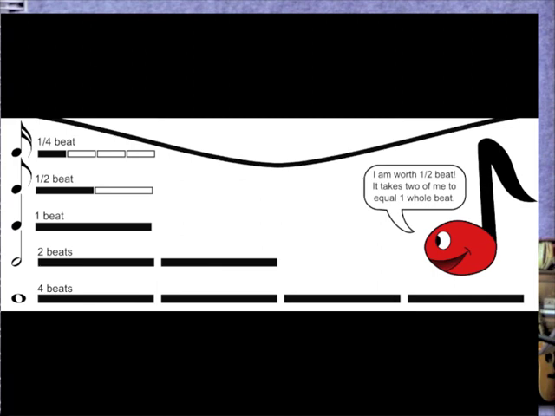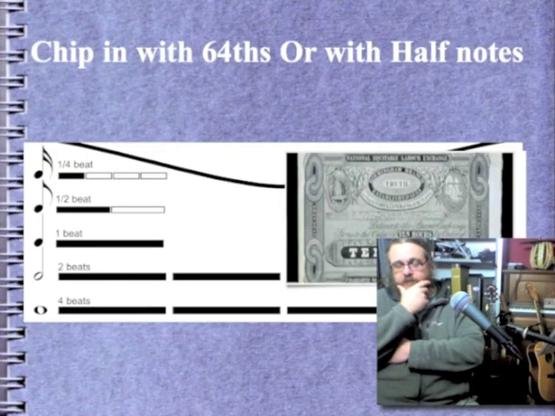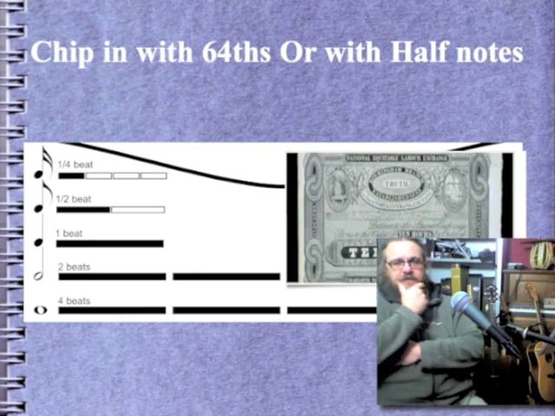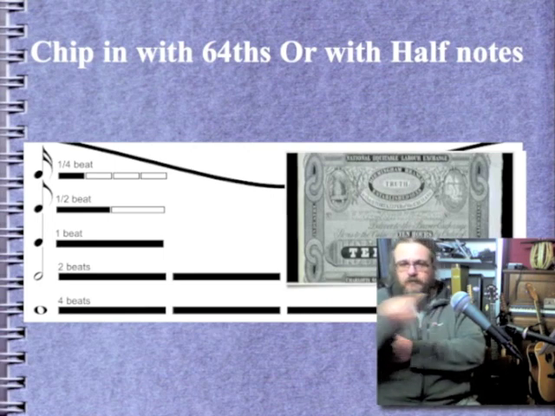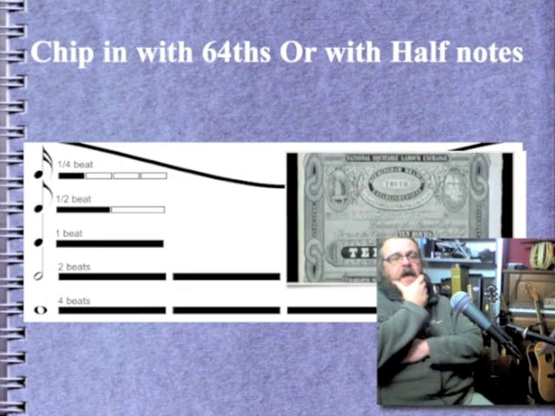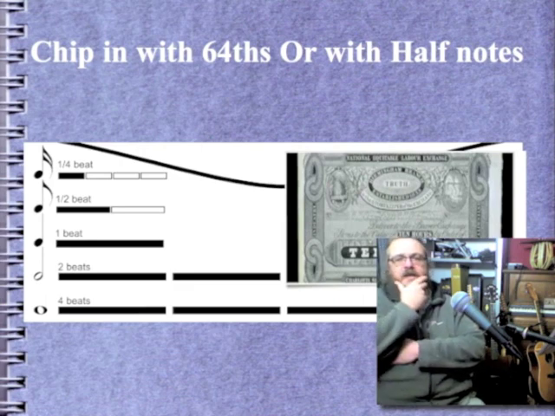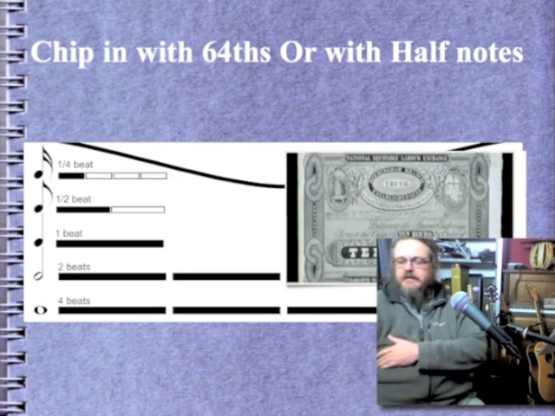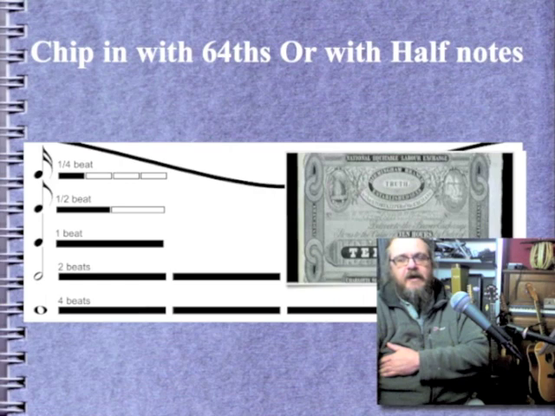And our whole note is worth 4 beats, our half note is worth 2 beats, our quarter note is worth 1 beat, i.e. a quarter of a whole note's 4 beats, eighth note, half a beat, 16th note, quarter of a beat. So you can see how that divides down on the diagram there.